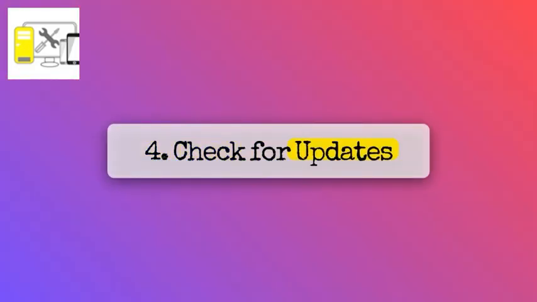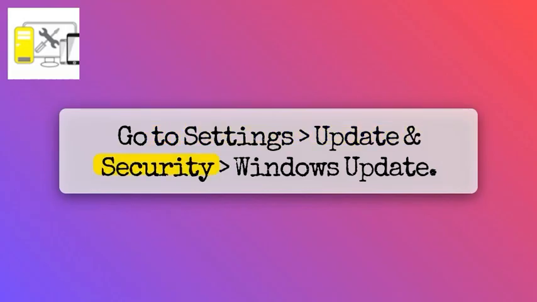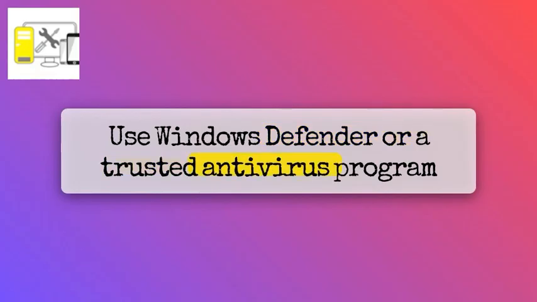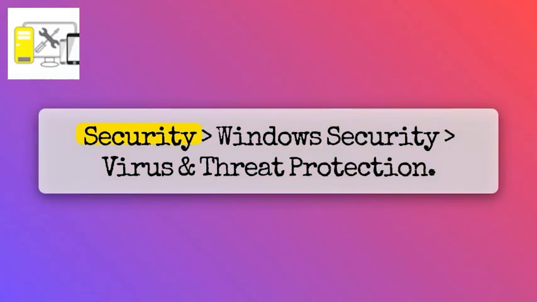4. Check for updates. Go to Settings, Update and Security, Windows Update. Install any pending updates, as they often include bug fixes and security patches. 5. Scan for malware. Use Windows Defender or a trusted antivirus program to scan for malware. Go to Settings, Update and Security, Windows Security and Threat Protection.